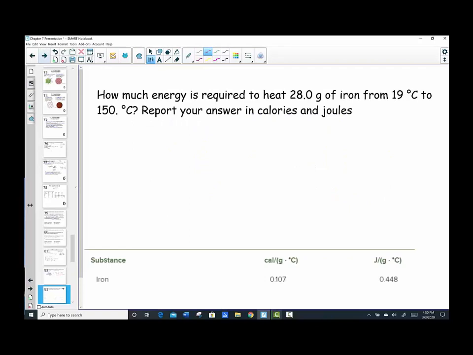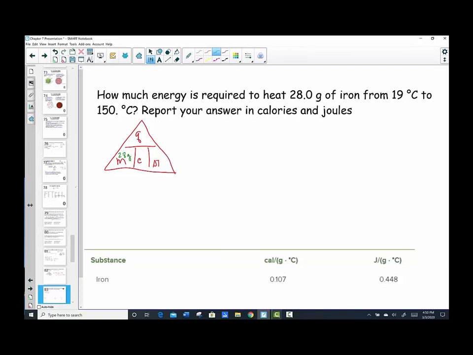How much energy is required to heat 28 grams of iron from 19 degrees to 150 degrees? Report your answer in calories and in joules. My formula, my little helper, Q is equal to M times C times delta T. What do we know? Well, we were given 28 grams. I can place that here. That's the mass in grams.